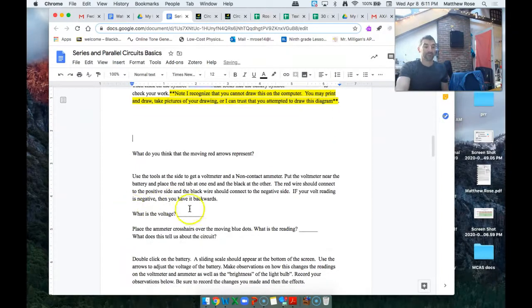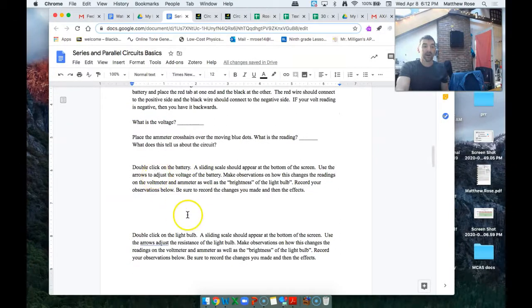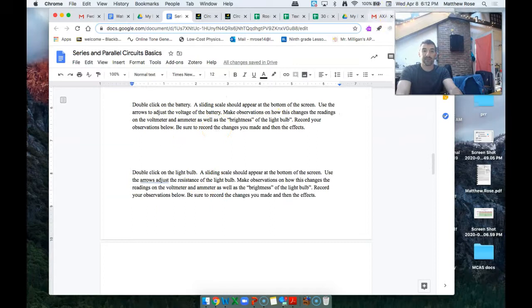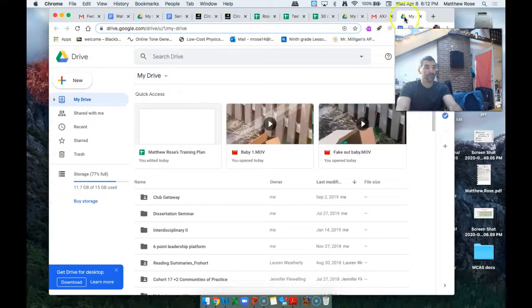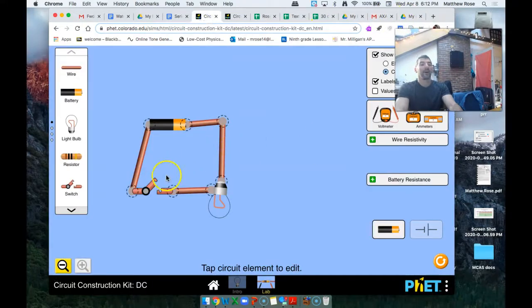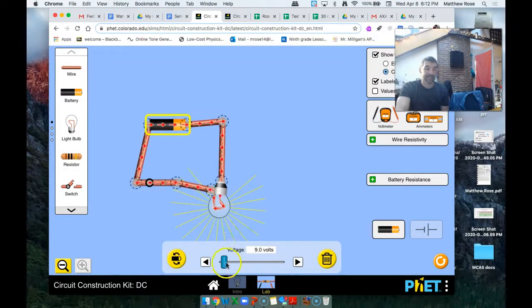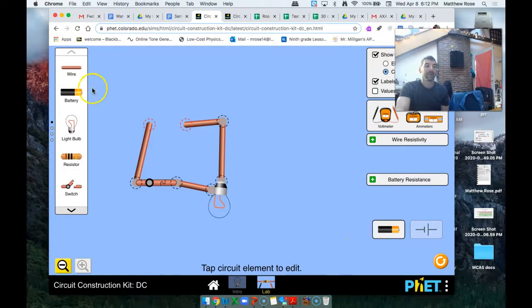I want you to answer the questions as we go. I ask you to play with some different values. If I click on this, I can change the voltage of my battery. I can change the direction of my battery. I can take my battery out.